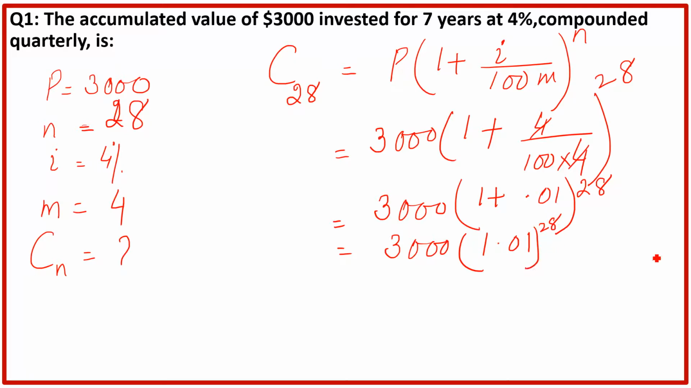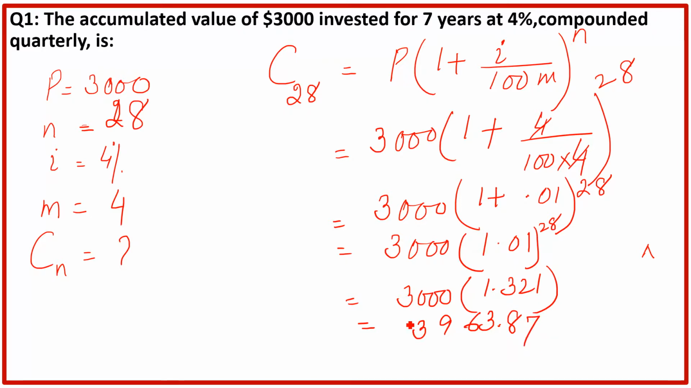So in your calculator you can see this symbol, sometimes direct or sometimes you have to use with the shift second function. So write down 1.01 on your calculators and then press this symbol, caret symbol, and then write down 28. So you will get 1.321. Multiply by 3000, it is 3963.87. So this is your answer.